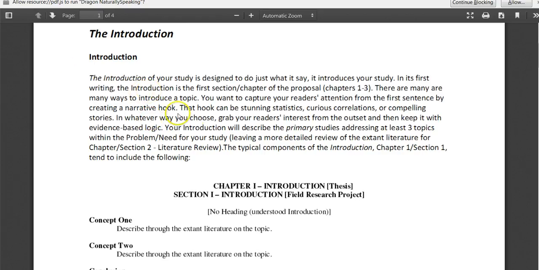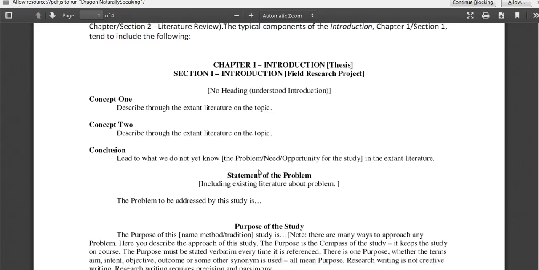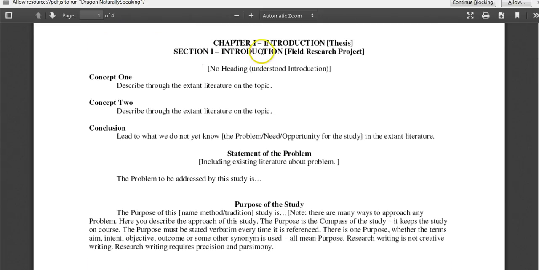Notice that this is the way that we want it to begin, either chapter, or if we're talking about a thesis, or section. Most of us, by the way, are not doing a thesis. Most of us are doing a field research project, an applied project that is specific to our organizations, which is why we have this particular course that is designed for research and organizations.